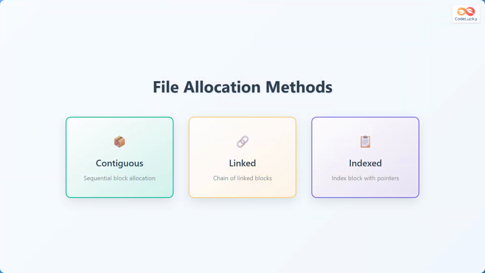Now let's dive into the file allocation methods. File allocation methods refer to how files are stored on disk in terms of blocks. There are three primary methods: contiguous allocation, linked allocation, and indexed allocation. Contiguous allocation involves allocating a continuous block of memory. Linked allocation uses pointers to connect the blocks of a file. Indexed allocation uses an index block that contains the pointers to all the blocks occupied by a file. We will explore each of these methods in detail.